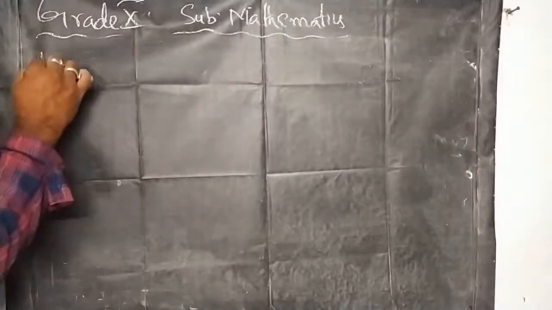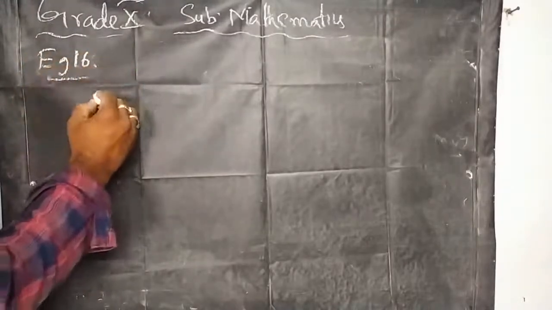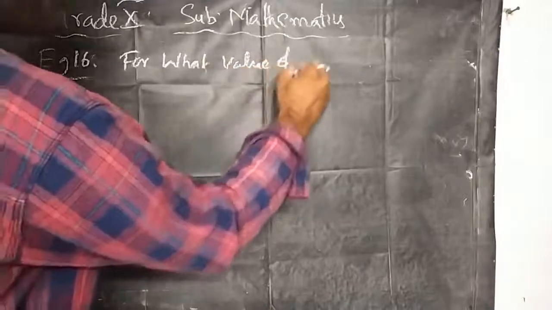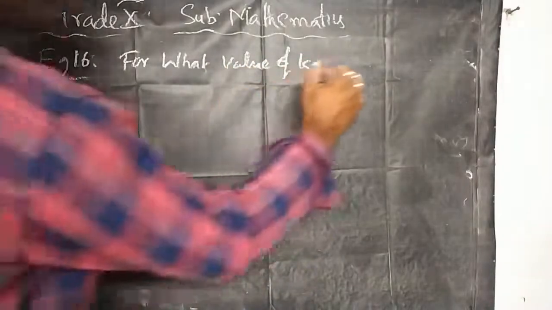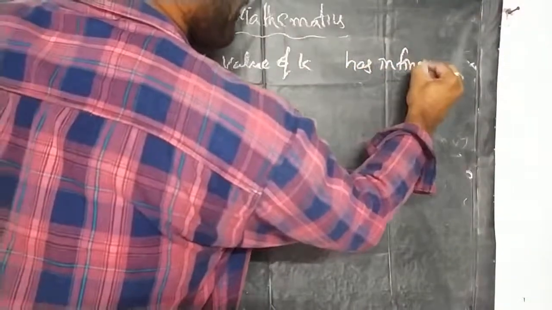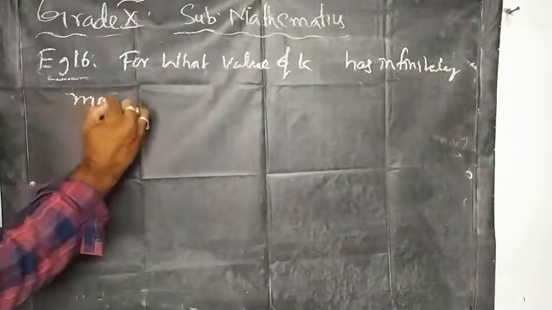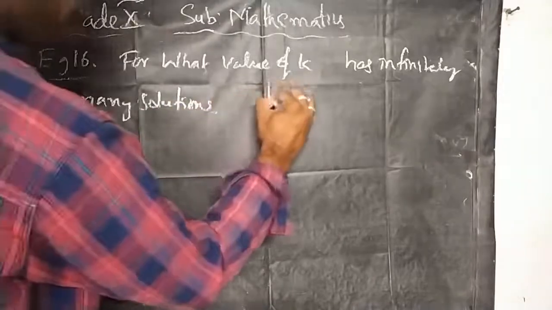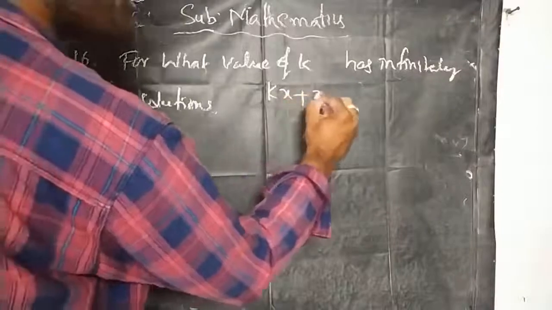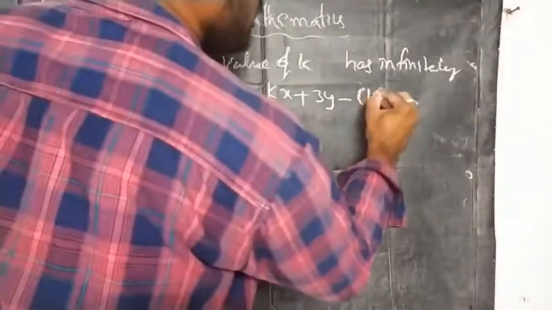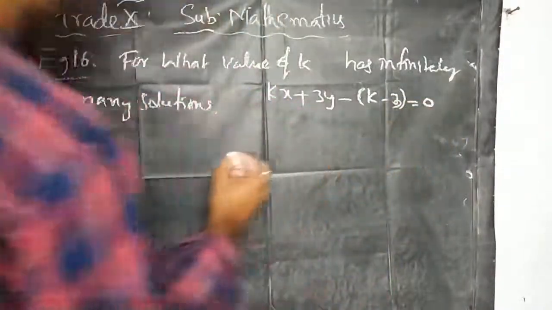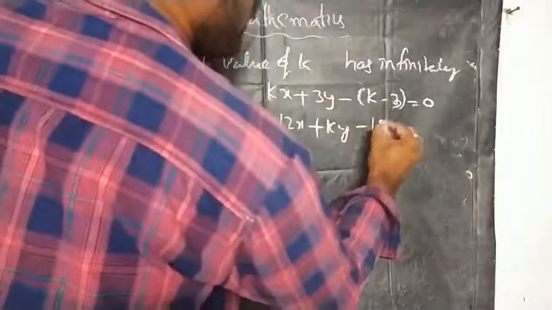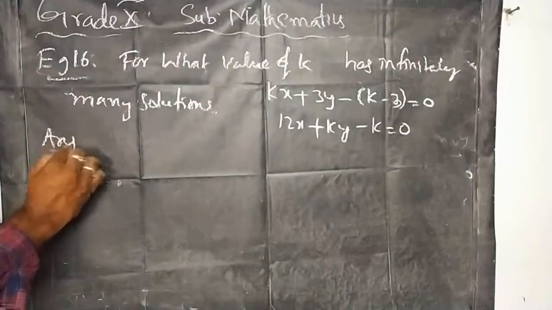Next, let us see another question, example 16. For what value of k does the pair of equations kx plus 3y minus of k minus 3 is equal to 0, and 12x plus ky minus k is equal to 0, have infinitely many solutions?